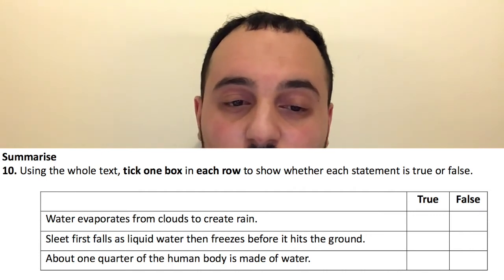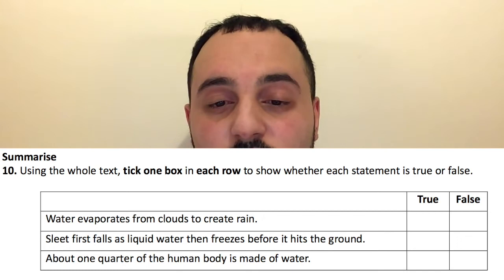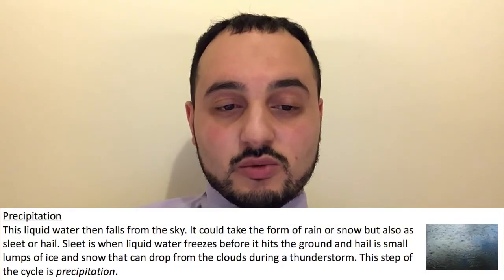Next: sleet first falls as liquid water, then freezes before it hits ground. So again, if we look back through the text, the bit that talks about sleet says sleet is when liquid water freezes before it hits ground, and then hail is small lumps of ice. So that one is true. It's in the text right there.